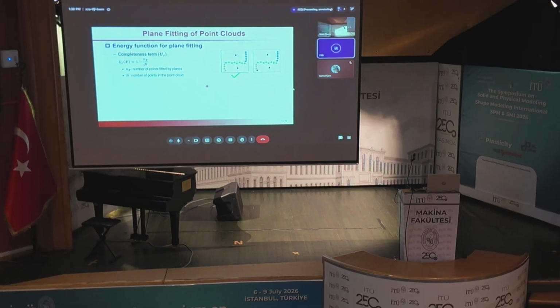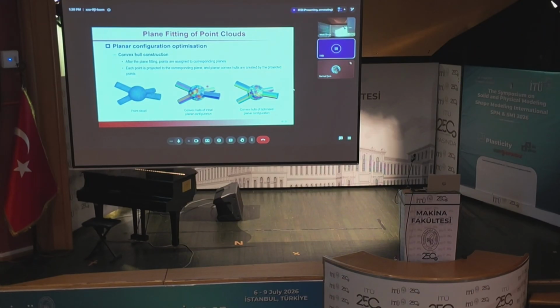The third term is the completeness term. We simply calculate how many points are not included in the fitting process. And for example, for the cylindrical surfaces, we would like the planes fitted to the cylindrical surface to be parallel to a common axis, so we add this additional constraint to the function. So this is the energy function.